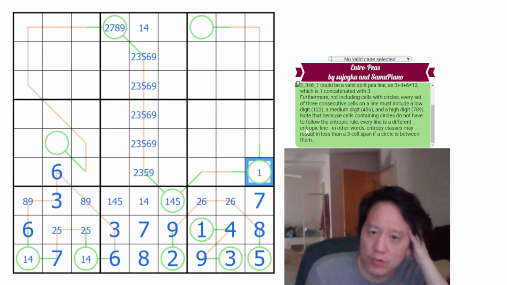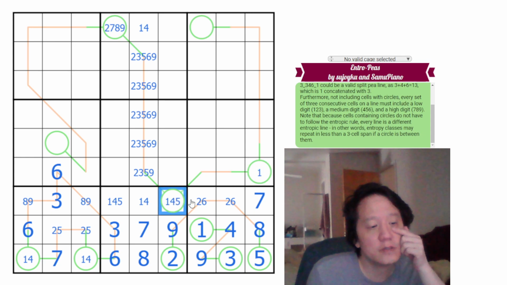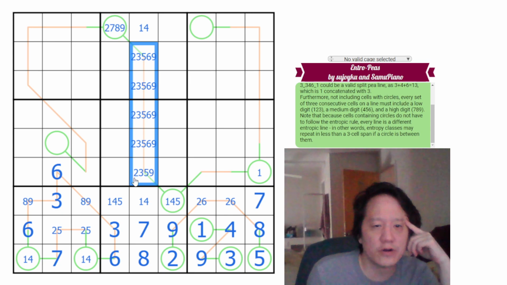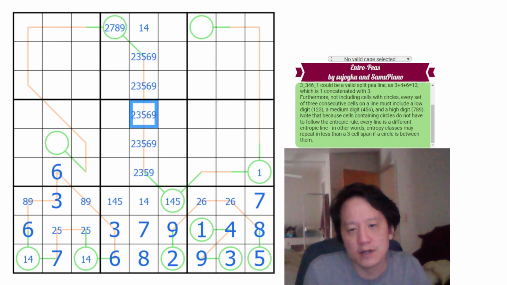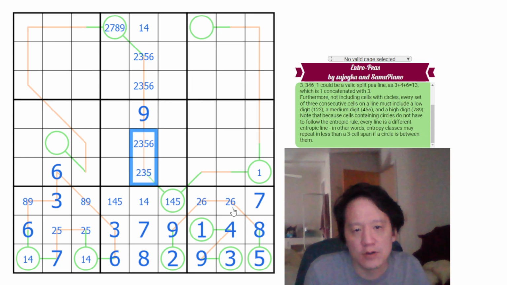If this is 1. Oh, it could be 11 too. Right? These don't have to be different. Oh, wait. Okay, one thing is in the entropy, this has to be entropic too. So there's only 1 9, which is the only high. So this has to be high. So this is the 9. We know for certain the 9 has to be there.